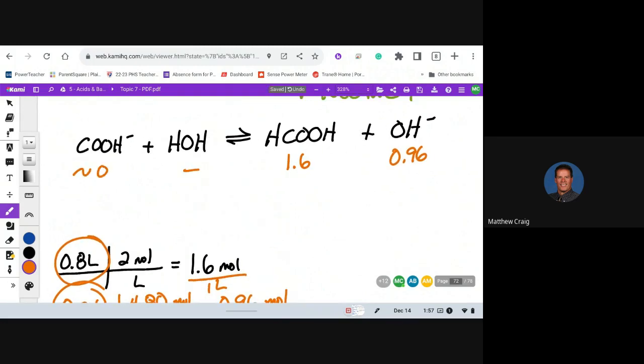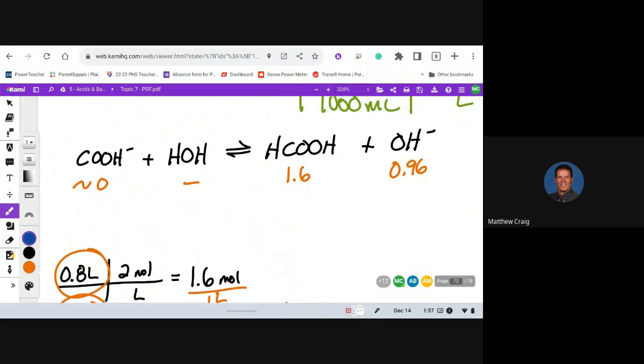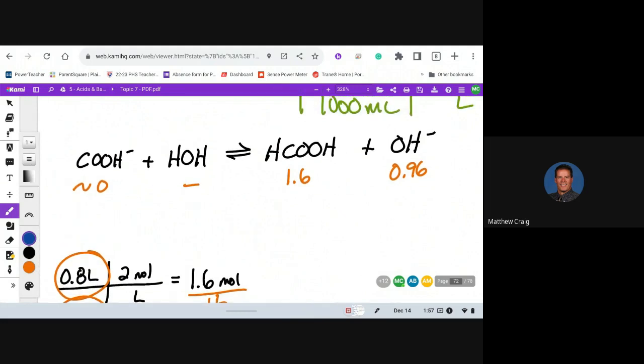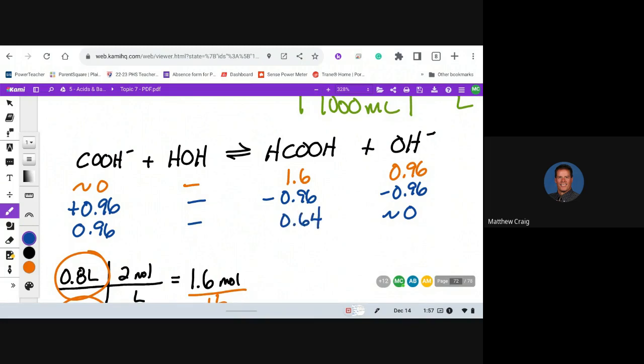We're going to say we have approximately 0 of that since we don't know what we're starting with there. Do we have a strong base? Yeah. So now we're going to subtract by the smaller of the two, which happens to be the base, thank goodness. 0.96, then we're going to add 0.96. So that one's easy, and that's a subtract. So 0.64. Can we use Henderson-Hasselbalch?